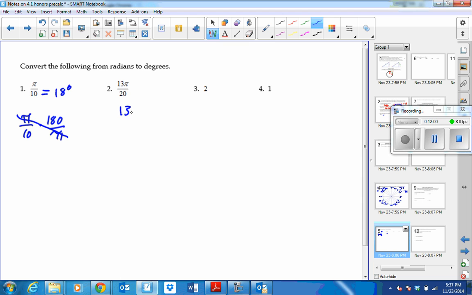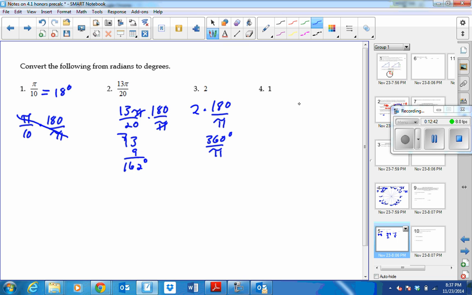So now we have 13 pi over 20. We're going to multiply by 180 over pi. Pi's cancel out. 180 divided by 20 is 9, and so we end up with 13 times 9, which is 162 degrees. Now we just have 2, so we're simply going to take 2 times 180 over pi, and that's going to give us 360 over pi degrees.